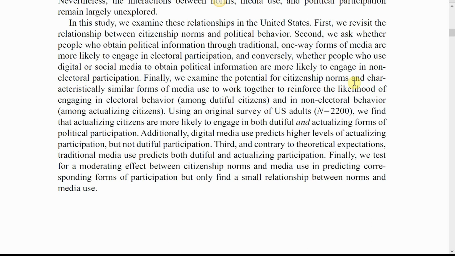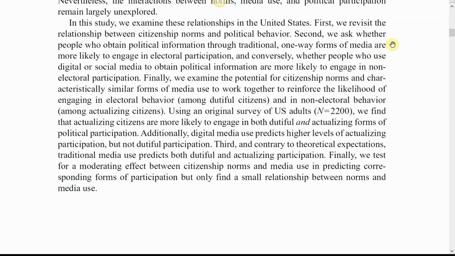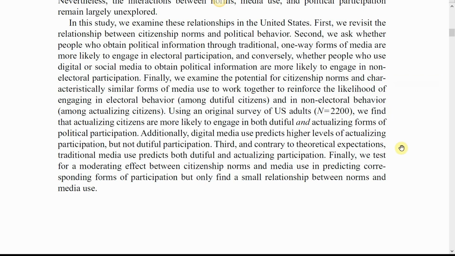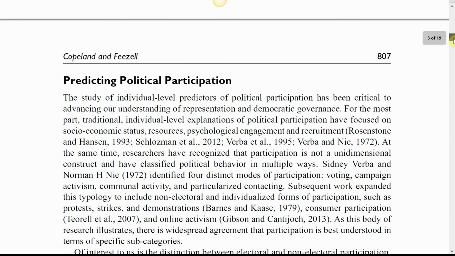So again, as I have printed this article and made notations in the side for my own use, here I have written down the first research question, what's the relationship between norms and behavior? Second research question, what's the relationship between media use and participation? And third research question, do norms and media use work together to affect political behavior? And so that's a really nice, right at the very beginning, before they've gotten into the heart of the literature review, they've set up their research question and they have grounded it in the previous research.